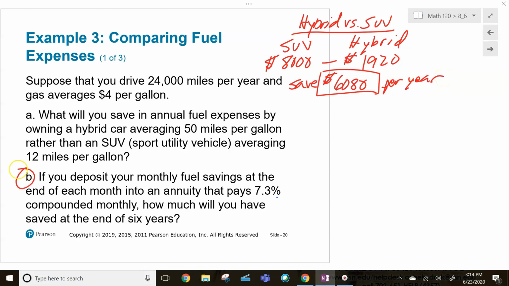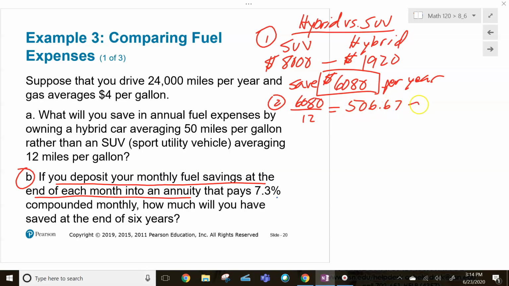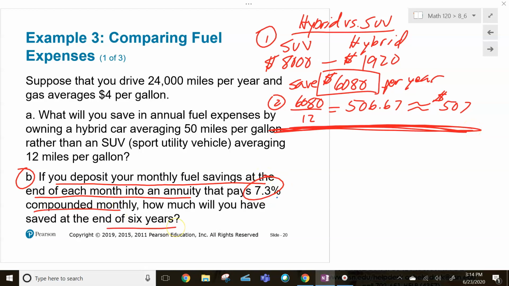All right, part B. If you deposit your monthly fuel savings at the end of each month into an annuity, okay, so monthly that would be, so that's the savings. So 6,080, if I was to divide that into 12, so every month I'm saving 506.67. We'll round that to 507. So we're saving $507 every month, and then we're going to invest that instead into an annuity. Pays 7.3% compounded monthly for 6 years.